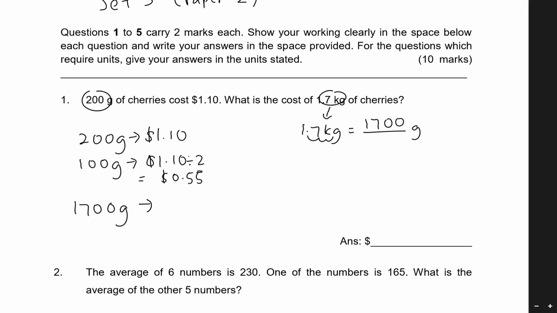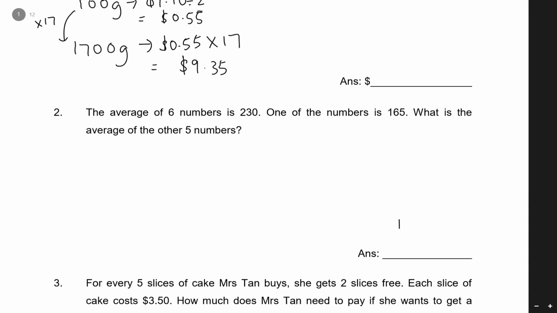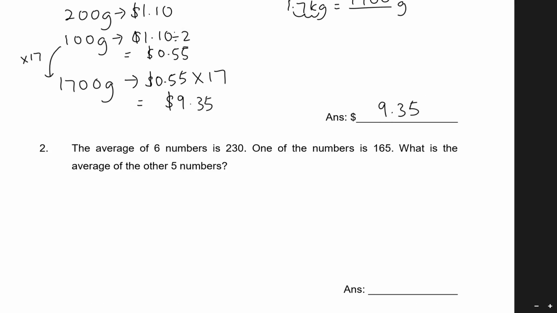Now how did 100 become 1700? Multiply by 17 times. So the same thing, 55 cents, I'm going to multiply 17 times. I will get an answer, 935. So again, with your calculators, no workings is needed. Please don't do any workings here. Okay? Alright, question number 2.